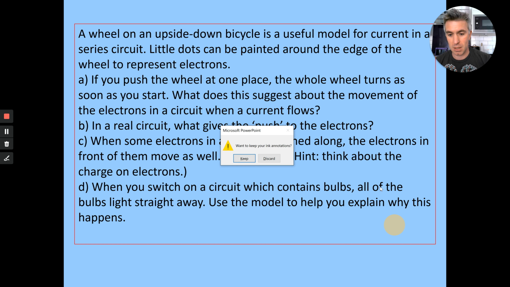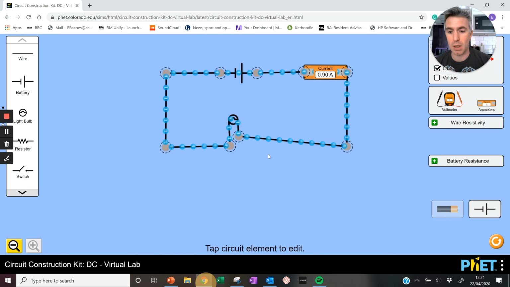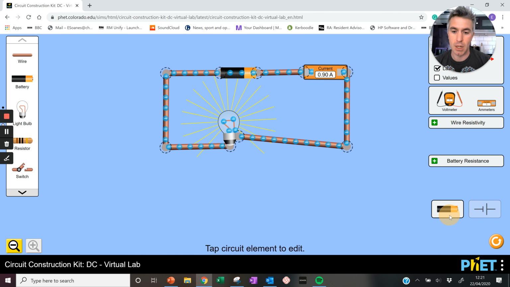It might be easier if I jump back to this little animation. Where was the animation? So here we go. Put it back to the battery. Look at those electrons. Pick any electron. Okay, look at them. And then look at all the other electrons around that circuit. What do we notice? They're all moving. So you can't have one move and not move. So they all have to be moving at the same time.